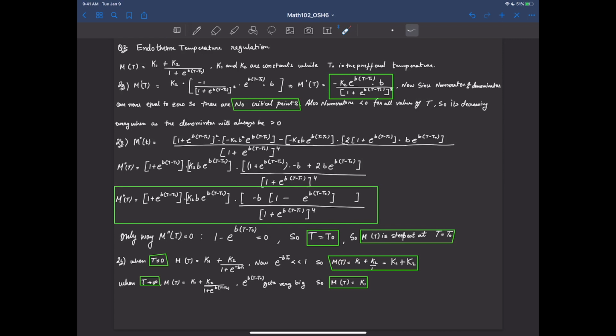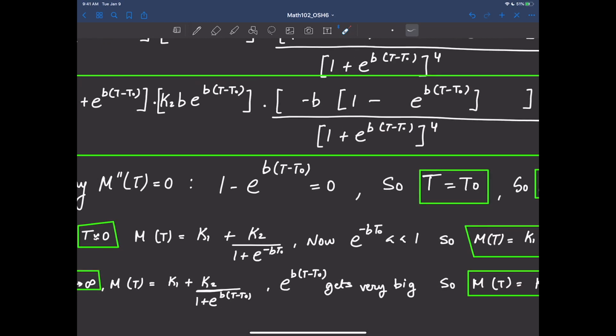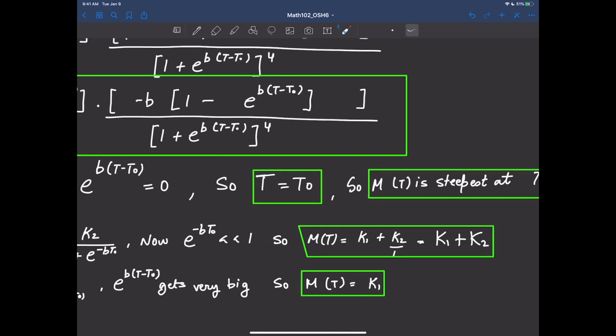Now what they want you to do is observe the asymptotic behavior of this function for part 2c. So when your temperature is very close to 0, what's going to happen down there in this equation is that this becomes e to the 0, which means this whole term just goes away. It's very small, it doesn't matter, and it doesn't play any role here. So all you're going to be left with is k1 over k2 over 1, which is just k1 plus k2.